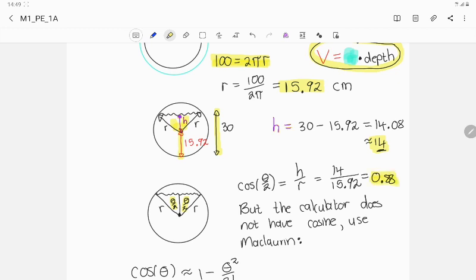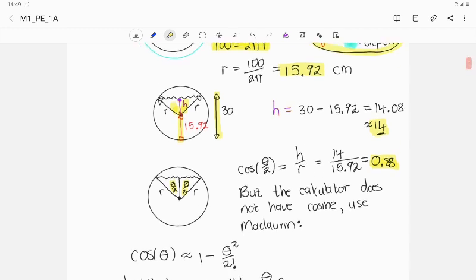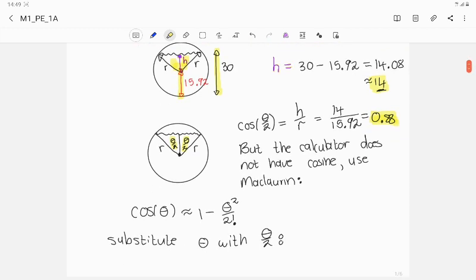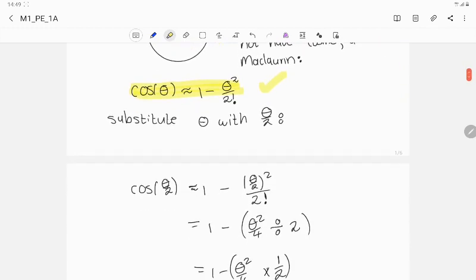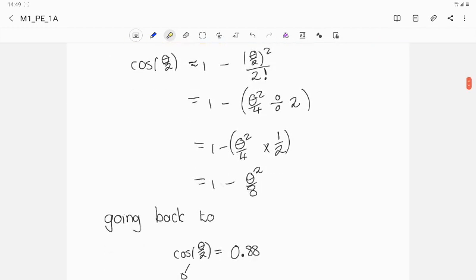They say that the calculator I have does not have the trigonometric functions on it. And then it advises us to use the Maclaurin expansion until the second term. Now, cos of theta, if you look in your notes, you will see that the Maclaurin expansion is 1 minus theta squared over 2. But that's cos of theta. I require cos of theta over 2. So I'm going to substitute all the thetas in this expression with theta over 2. And when I do that and simplify, I find it as 1 minus theta squared over 8.